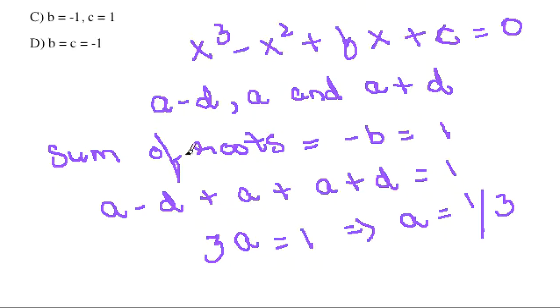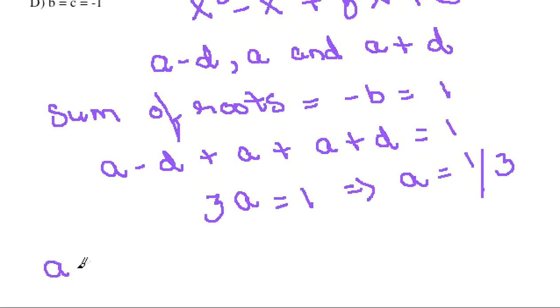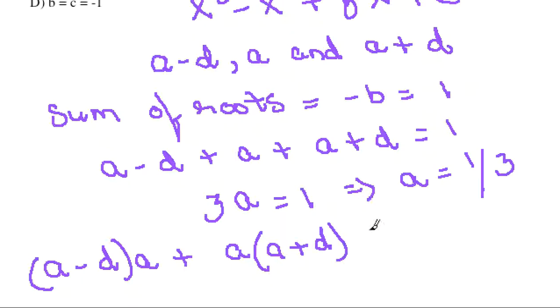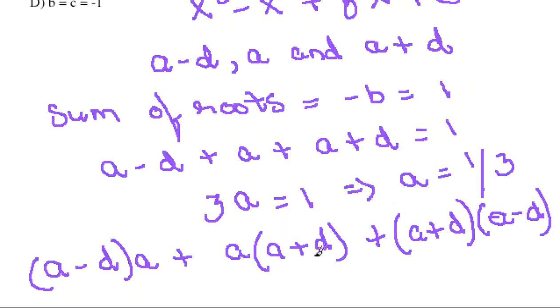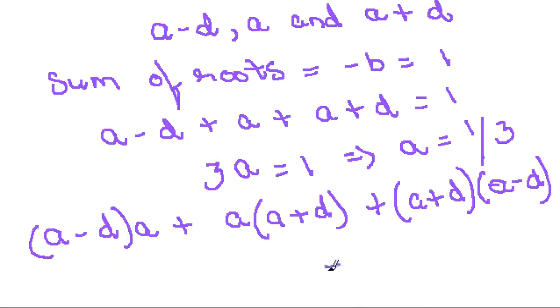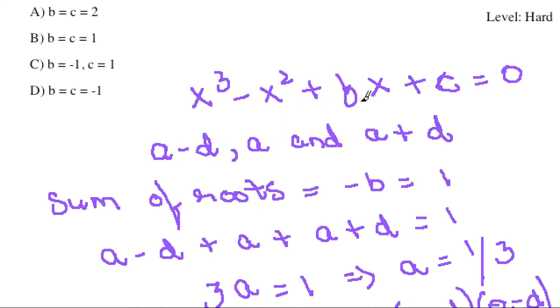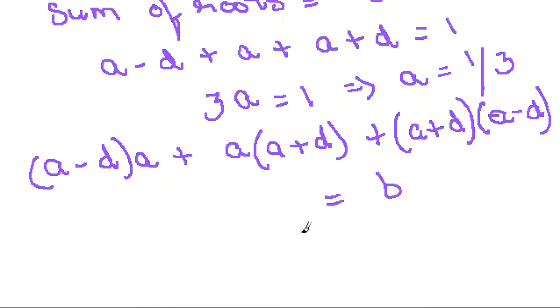Okay. Now we know that the sum of the product of roots taken 2 at a time for a cubic polynomial is c upon a, which is b in this case. So the sum of the product of roots taken 2 at a time, which is a minus d into a plus a into a plus d plus a plus d into a minus d, is equal to b.